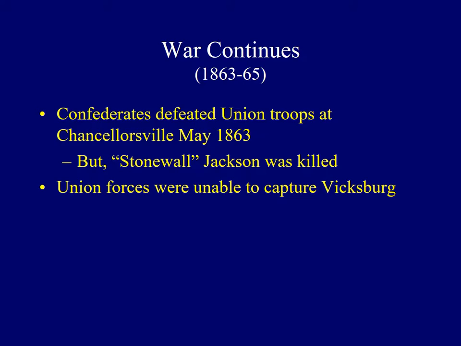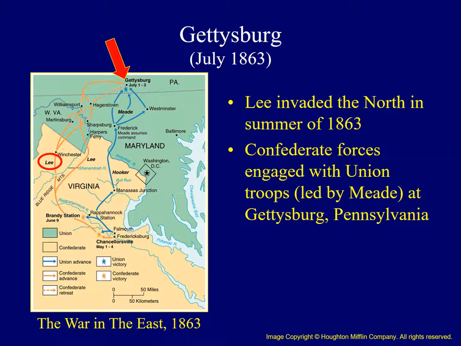Out west, Union forces were bogged down at Vicksburg, seemingly unable to make any progress. Lee proposed an invasion of the North in the summer of 1863. As they moved into Union territory, they seized much-needed food and supplies. However, they became engaged with Union troops led by George Meade at a small town in Pennsylvania named Gettysburg.